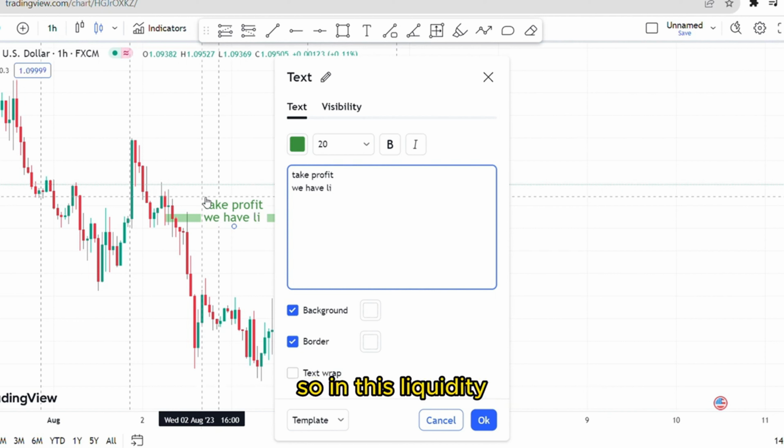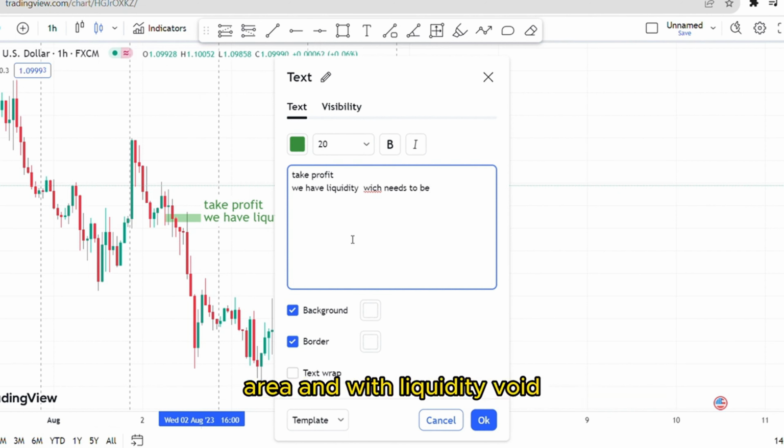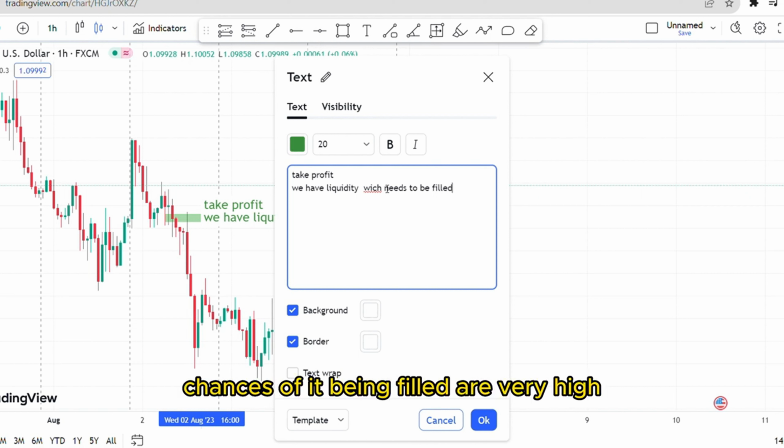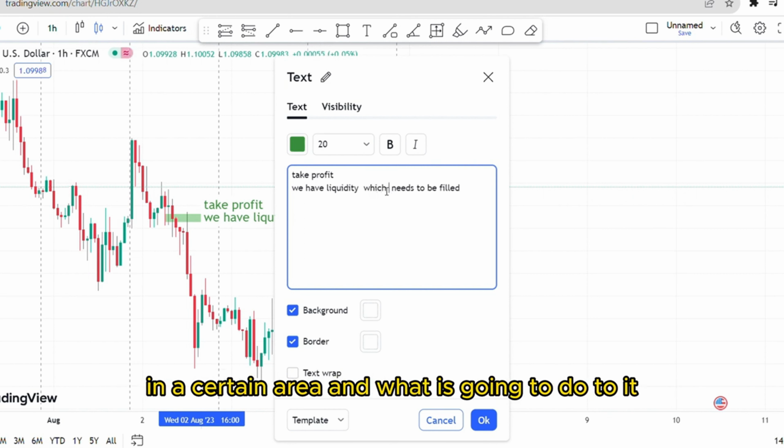So in this liquidity, as you can see, it's a very good liquidity because it has a very long wick, and this means that there's a liquidity void in that area. And with liquidity void, chances of it being filled are very high because the market is fully aware of what it created in a certain area and what it is going to do to it.